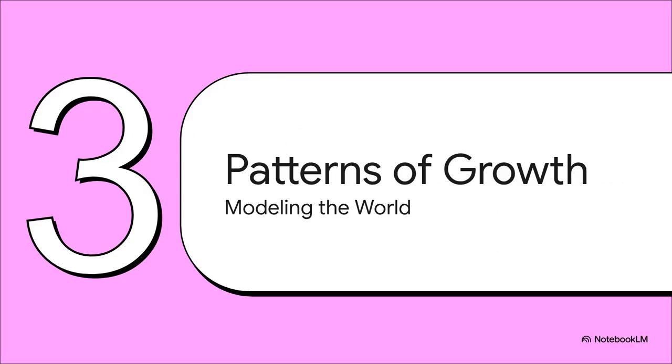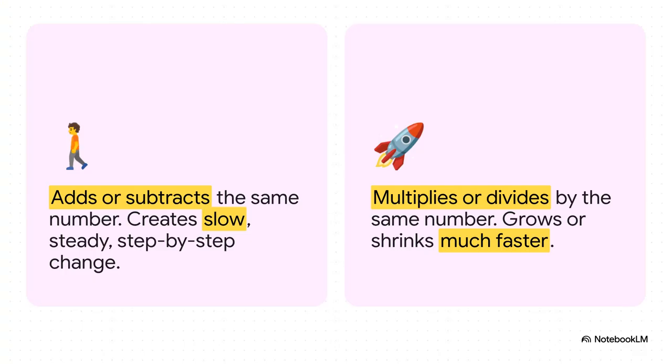Okay, so now that we've got our basic toolkit, addition, subtraction, multiplication, and division, we can start to actually model the patterns of growth that we see happening all around us every single day. So here we see the two heavy hitters when it comes to growth. On one side, you have arithmetic progression, or AP. This is all about addition. It creates that slow, steady, predictable change. Think about getting the exact same $2,000 raise every year. You know what to expect.